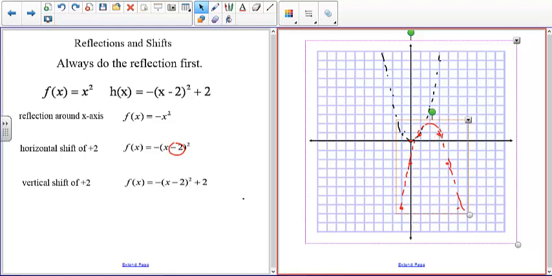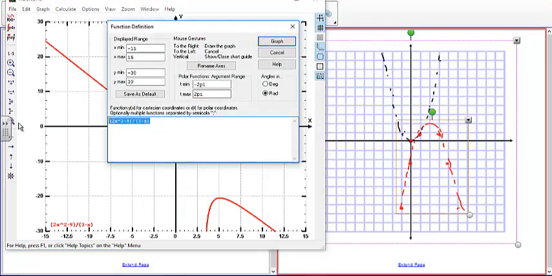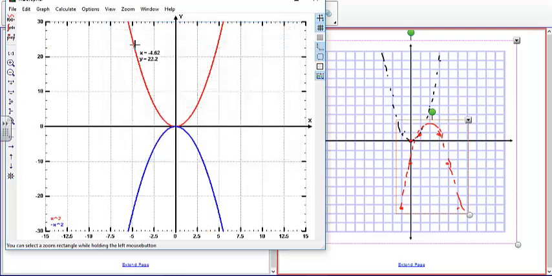Now if I go to my graphing program and I put in this equation, we'll see how it looks. We'll put in the parent function first. So we have y equals x squared. And then if we put in minus x squared, that'll be the flipped version. So let's just look at that first. So you see there's the parent function and there's the reflected function. That's what we did first.